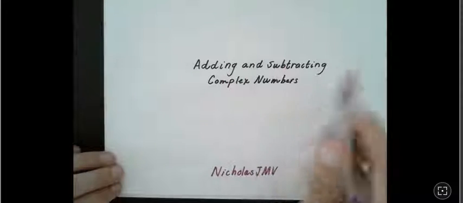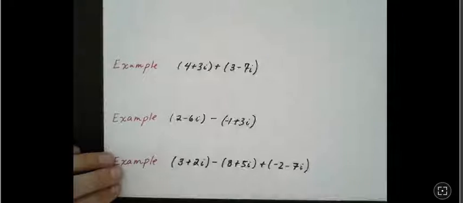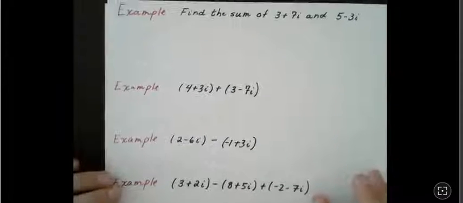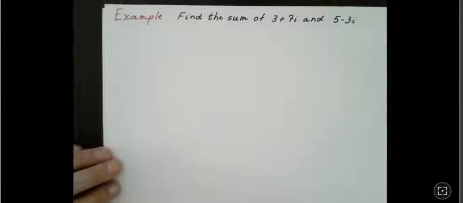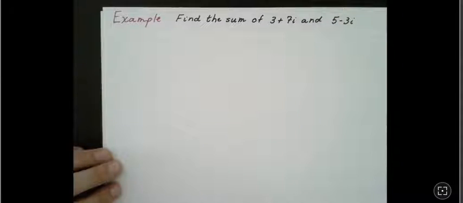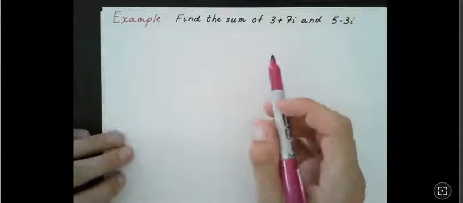So we're going to add and subtract complex numbers. I'm expecting you to have some background with complex numbers and what they are. This is just strictly addition and subtraction. So I got 4 examples to go for you. Let's go ahead and get started. Find the sum of 3 plus 7i and 5 minus 3i.